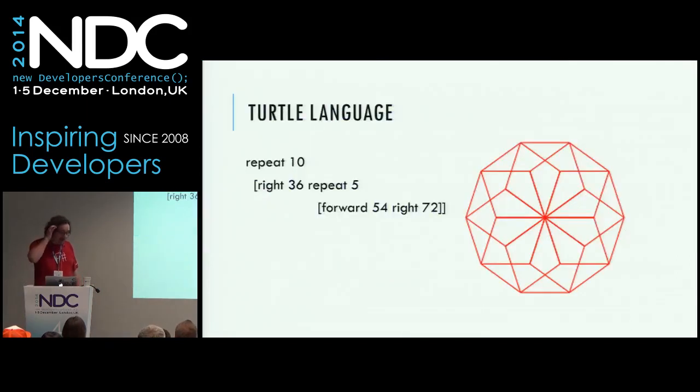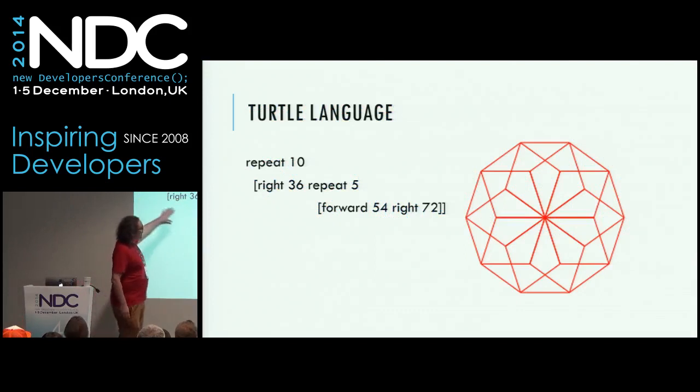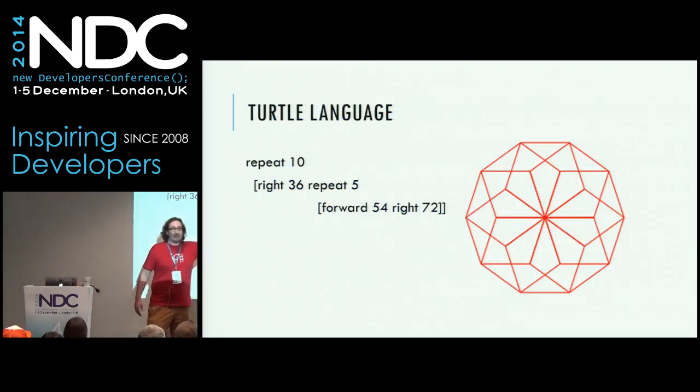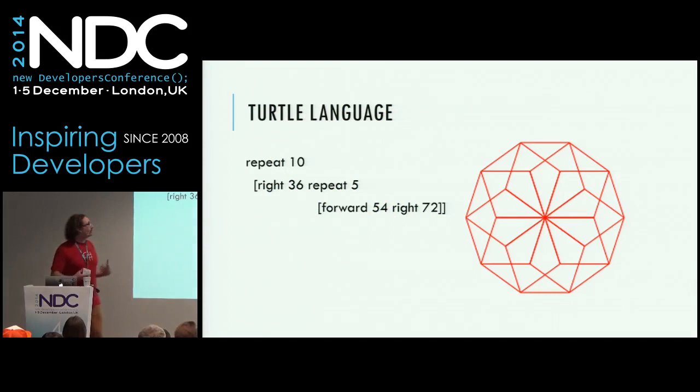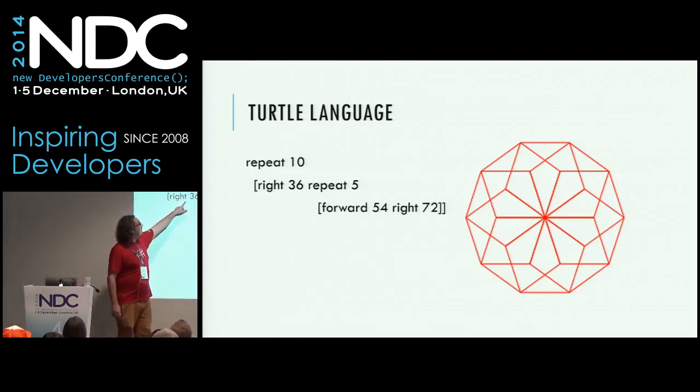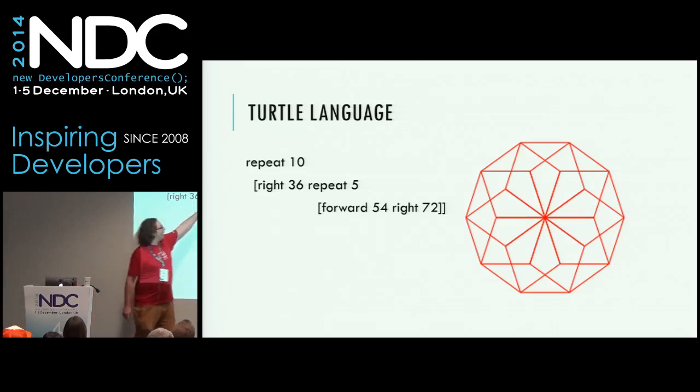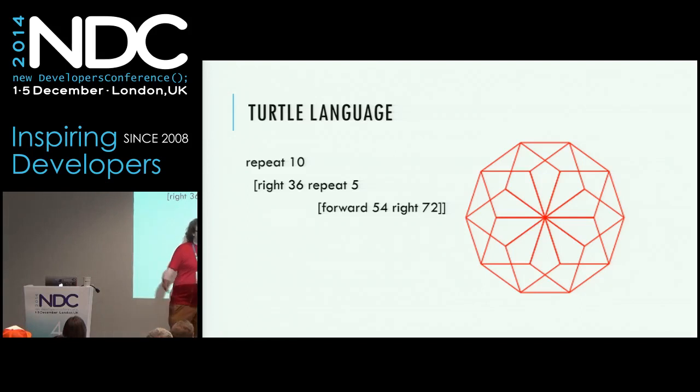So the turtle language, we have some basic constructs. Just with these lines, I can produce this pretty pattern over here. So what we have is repeat 10. It will repeat this block. This block will turn right 30 degrees, and then repeat 5 times, going forward 54 pixels and turning 72, and that draws this beautiful pattern here. So it's a lot of fun for kids, and for adults too.